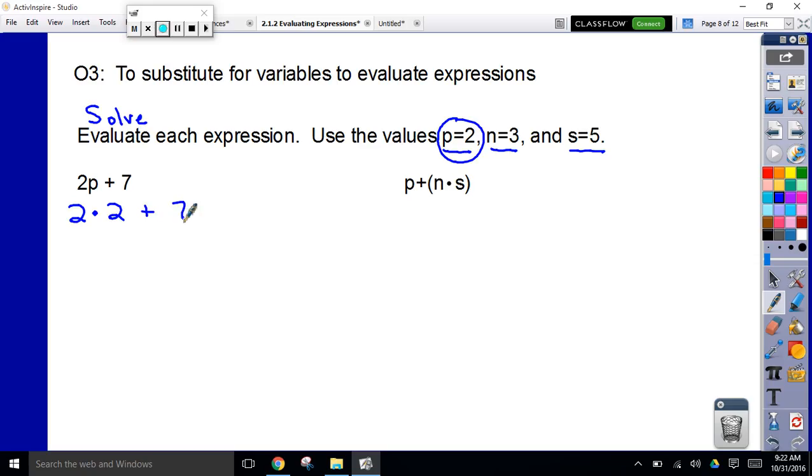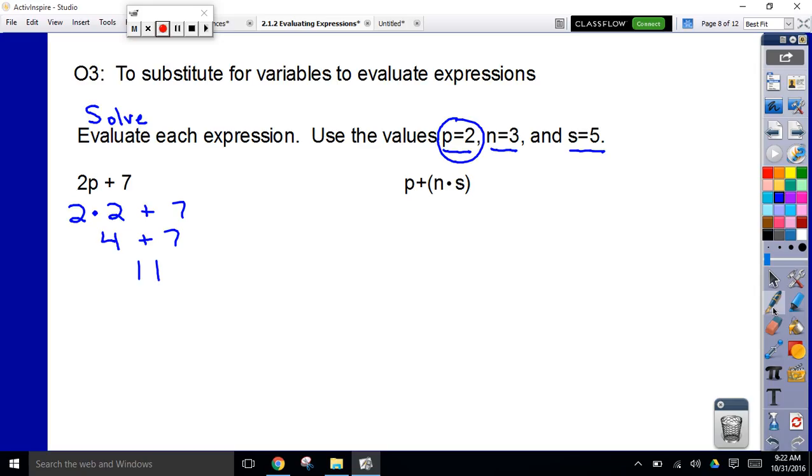Is everyone okay with what I just did? Taking the 2 from here, I put that in my expression instead of p. Now I use order of operations to solve. 2 times 2 is 4, plus 7, and 4 plus 7 is 11. So I have just evaluated that expression for p equals 2 and found that it equals 11.